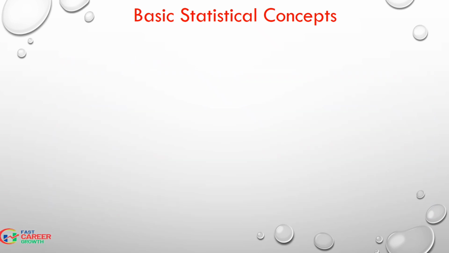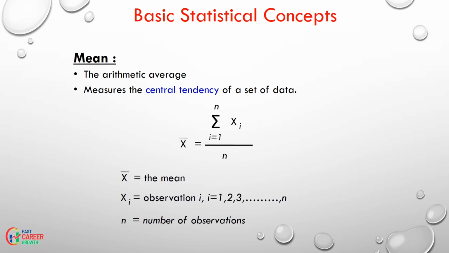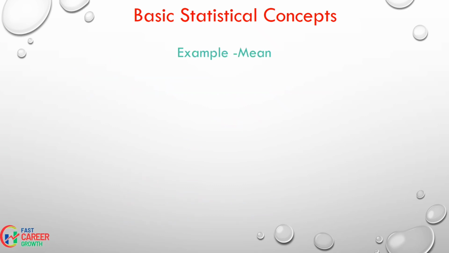Next is what is mean? The arithmetic average is known as mean. Mean is nothing but the average of the given set of values. It measures the central tendency of a set of data. Mean is the average of the given numbers and is calculated by dividing the sum of given numbers by the total number of numbers. The formula for mean is x bar equals the sum of all numbers divided by the total number count.